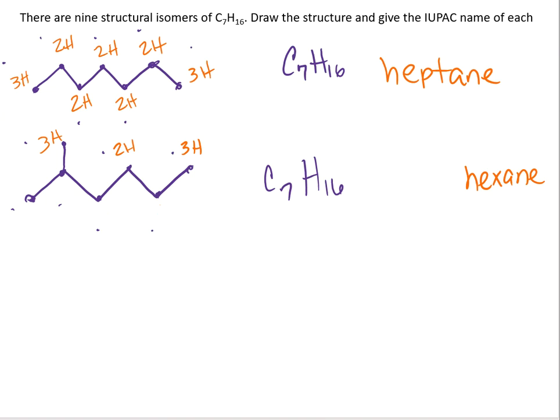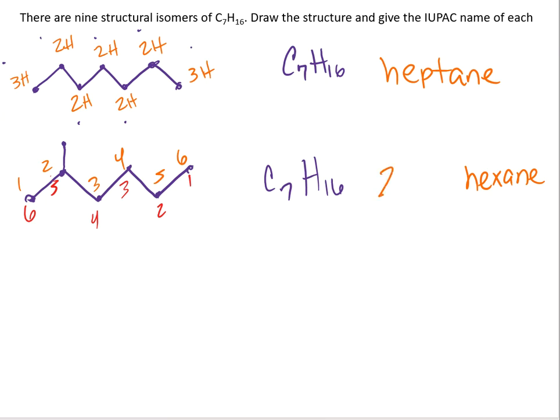So I'm going to erase some of this just to make it a little clearer. If we number it from right to left, then we can indicate where our substituent is located. We can do the same thing from right to left as left to right. So left to right, 1, 2, 3, 4, 5, 6. Right to left, 1, 2, 3, 4, 5, 6. So of course, when numbering, you want to give your substituent the lowest number.